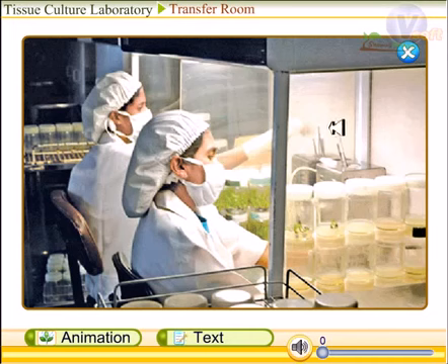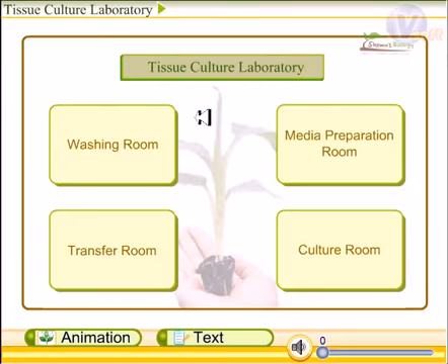Okay, now one thing I must tell you very carefully is that we must go through this process: washing room, media preparation, then transfer room, then the culture room. But also we have gone through washing, media, culture, then transfer. That's also fine, because after the cultivation of these plants, we must transfer the plants from this liquid medium or from this solidified media into the soil, because this reimplantation is really important.